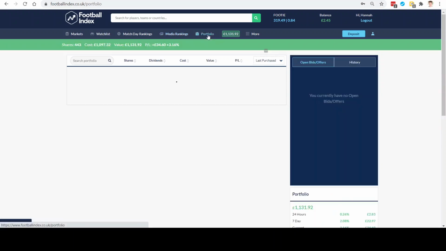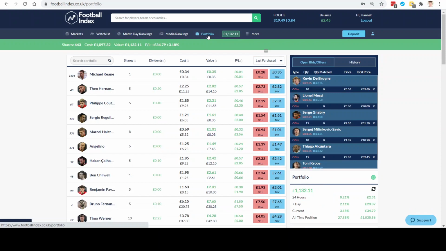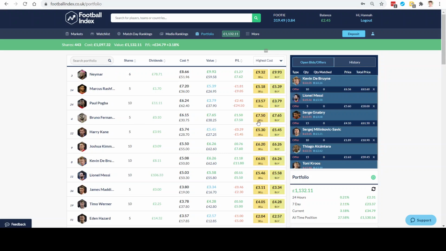Now the important page here is the portfolio page. So this is where you'll obviously find all your portfolio players. So every player that you own in your portfolio, and there's a few things to take note of on here. So obviously you've got the player's name there, number of shares that you own, the total dividends you've earned for that player since you've been on Football Index, the cost of that player when you bought them, the value now, and also the cost depending on the amount of shares you've got.